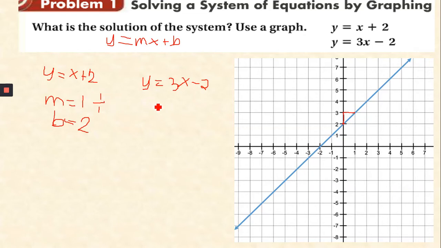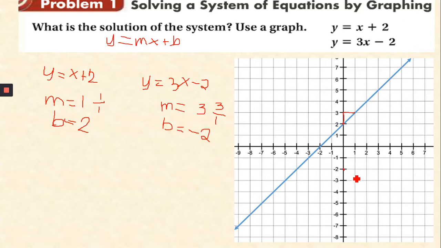The second equation, y equals 3x minus 2. Do the same thing. Determine your slope and your y-intercept. Your slope is the coefficient of x, which is 3, meaning 3 over 1. Your y-intercept is negative 2. So negative 2, the location is here.